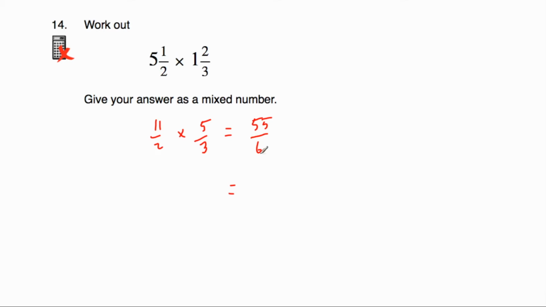Now we just need to see how many 6s go into 55. 9 6s is 54, so it's going to be 9, remainder 1. So 9 and 1/6. And that's it. So 5½ multiplied by 1 2/3 would be 9 1/6.